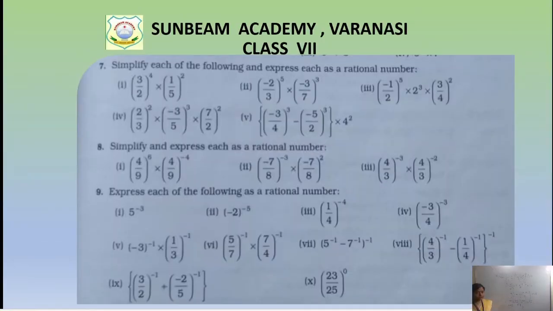Now next question is question number 8. Write down question number 8. Class is lengthy today, but you will sit back and do it properly. Question number 8, simplify and express each as rational number. We have to do this. So question number 8, first part. I am solving only one, children. Time is very less. 4 by 9 to the power 6, then into 4 by 9 to the power minus 4. I hope it is clear.